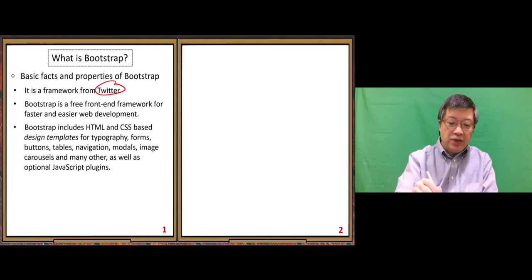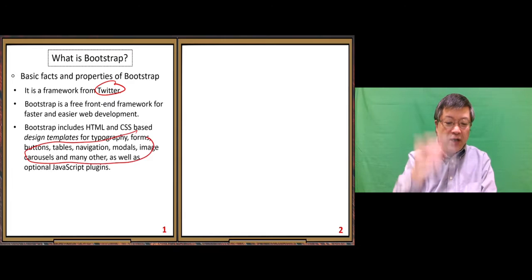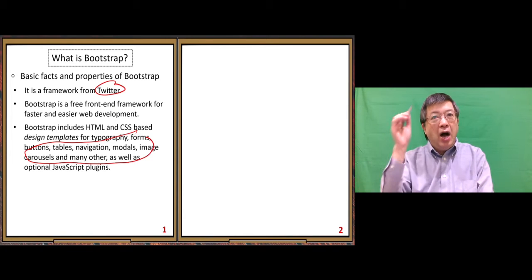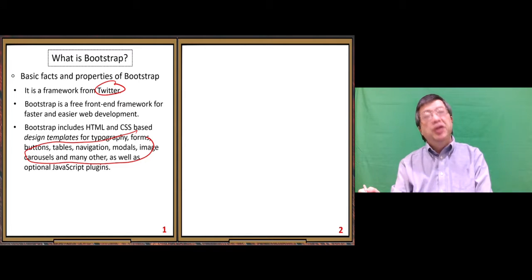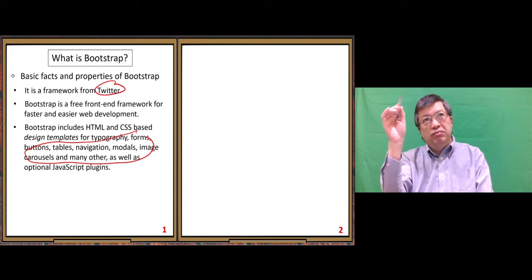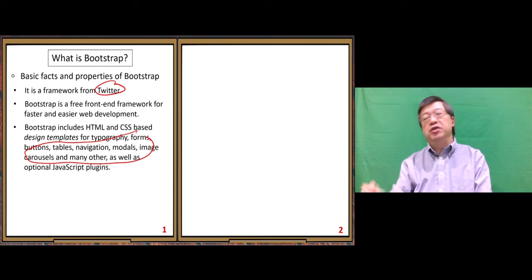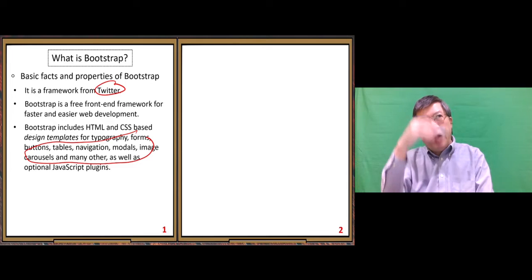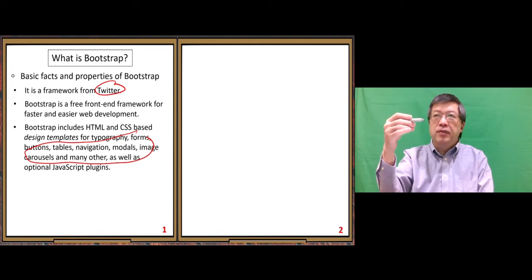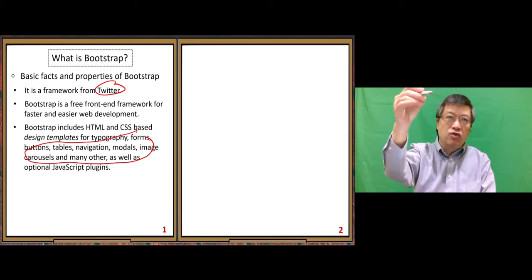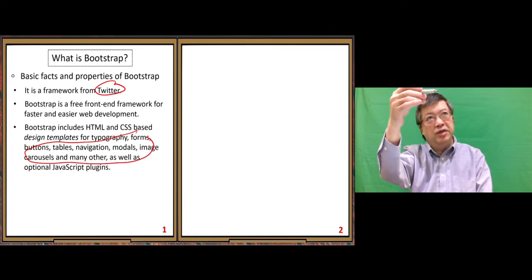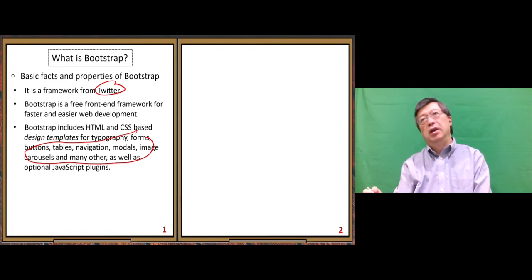Here you can see a list of a lot of things you can do. And there are optional JavaScript plugins. It needs JavaScript to support advanced features. We know JavaScript can do dynamic things, so some of the advanced features are made dynamic. Bootstrap uses JavaScript internally, through JavaScript plugins.